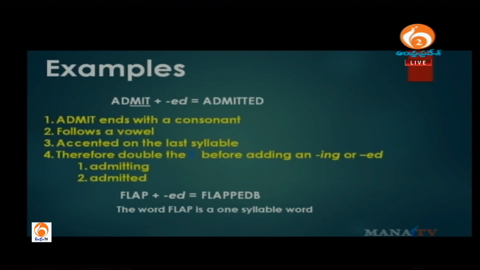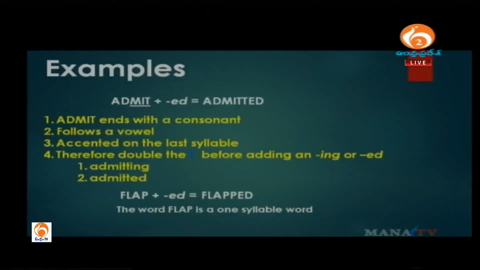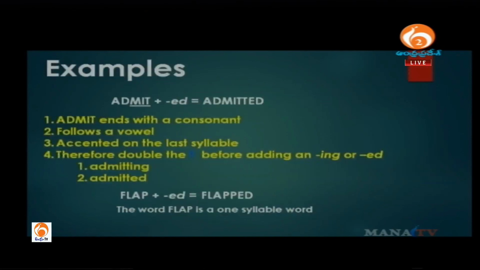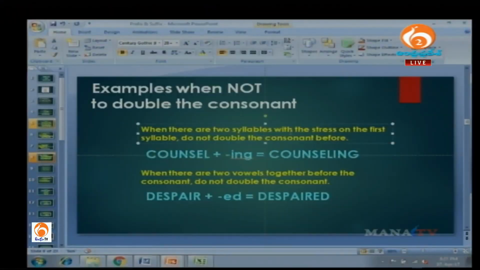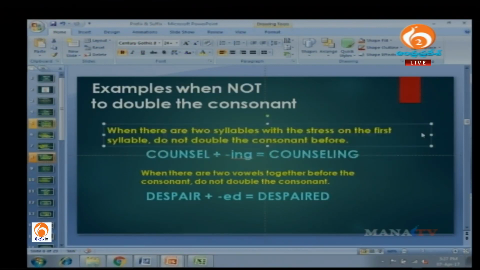For example, flap, F-L-A-P. When I am saying flapped, that is the past tense. Okay, so if I have the word flap, I am adding ed, flapped, I am adding one more p here, but still it will be 1 syllable only. All right. Now examples when not to double the consonants. The earlier one we saw where we need to double the consonant. Here we are talking about where you need not double the consonants.